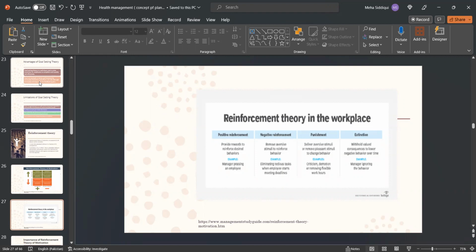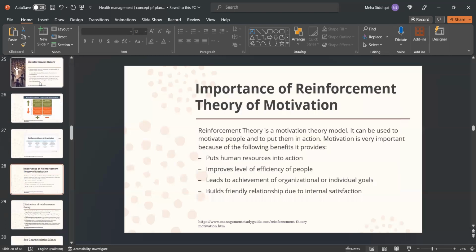Punishment. Deliver aversive stimuli or remove pleasant stimuli to change behavior. For example, criticism, demotion, or removing flexible work hours. And then extinction. Withhold valued consequences to lower negative behavior over time. For example, a manager ignoring the behavior. Importance of this theory is that it can be used to motivate people and to put them in action.